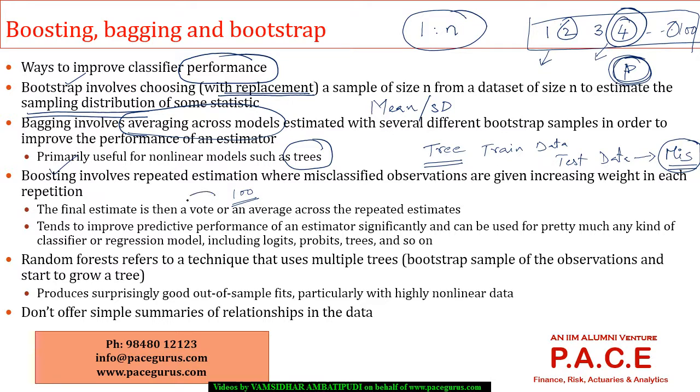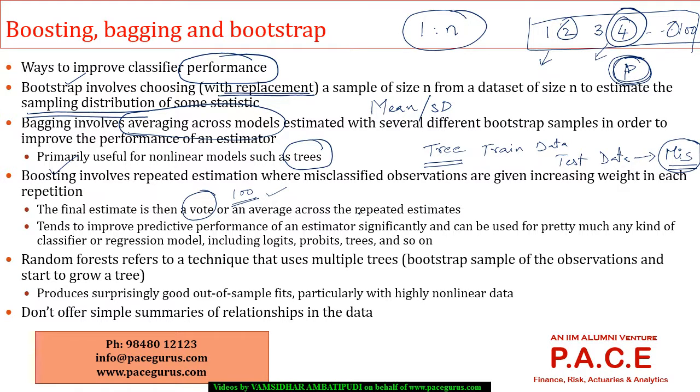So for each of the models, for each of the observations, did it classify as 0 or 1? Where the maximum number of votes have come, more classifications have come, that would be my final estimate. So it's a vote across the various repeated estimates that I have performed.